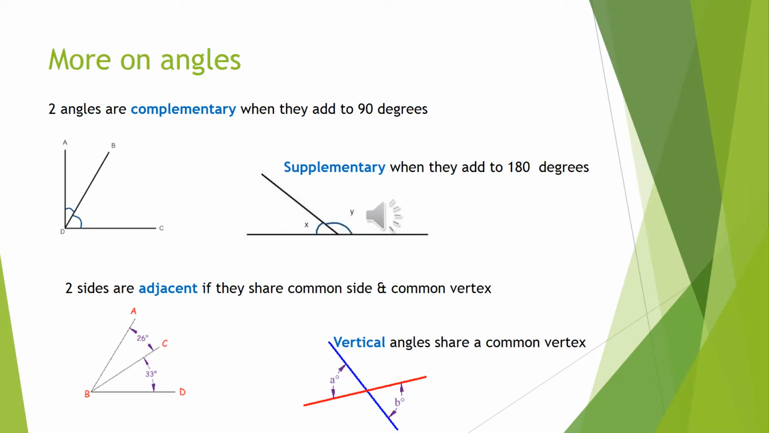There are 4 types of angles: complementary angles, supplementary angles, adjacent, and vertical angles. 2 angles are complementary when they add up to 90 degrees. They are supplementary when they add up to 180 degrees. 2 sides are adjacent if they share a common side and vertex. Vertical angles share a common vertex and are opposite each other.